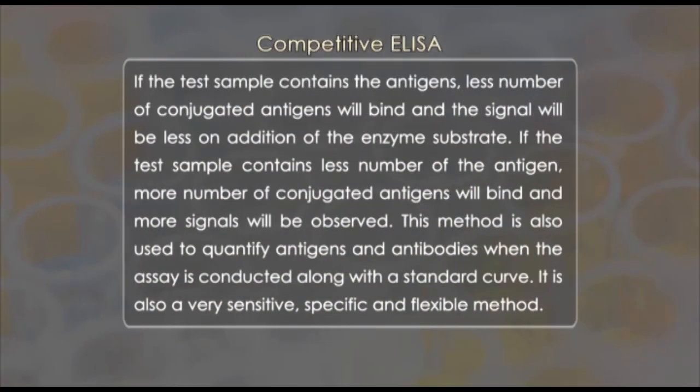If the test sample contains the antigen, fewer conjugated antigens will bind and the signals will be less on addition of the enzyme substrate. If the test sample contains fewer antigens, more conjugated antigens will bind and more signals will be observed. This method is also used to quantify antigens and antibodies when the assay is conducted along with a standard curve. It is also a very sensitive, specific and flexible method.